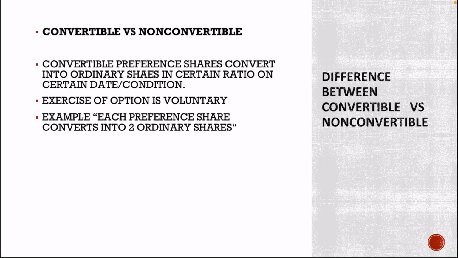It is available. So obviously, if market prices are too high, the holder will exercise the option. They can convert into ordinary shares and reap the gains from the market because the share price is very high. And non-convertible shares don't have any conversion option. They can't convert. They keep the preference shares as preference shares.